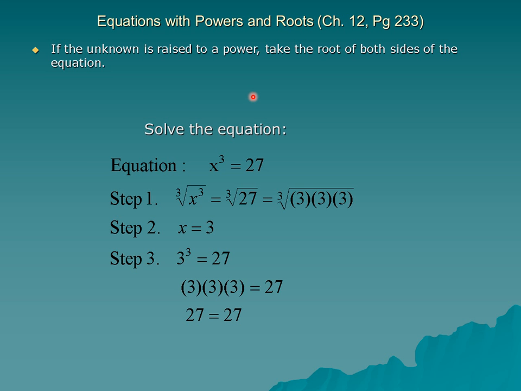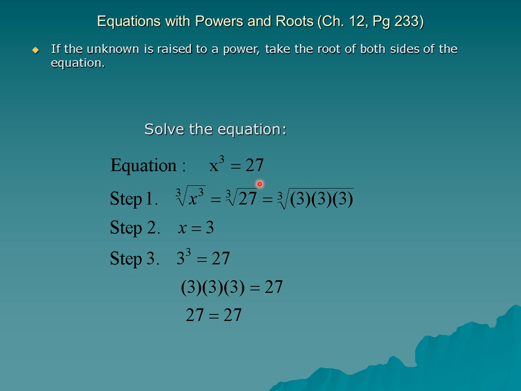So this is the equation with the exponents, meaning the powers and roots. So for an example, your equation is x cubed equals 27. Remember, by the transposing law, what do you do? You reverse it, right? So if you have a power, to get rid of the power, you do the root, right? So the power is 3. So you have to do the cubic root.